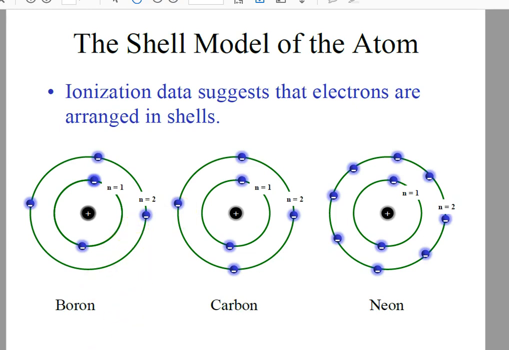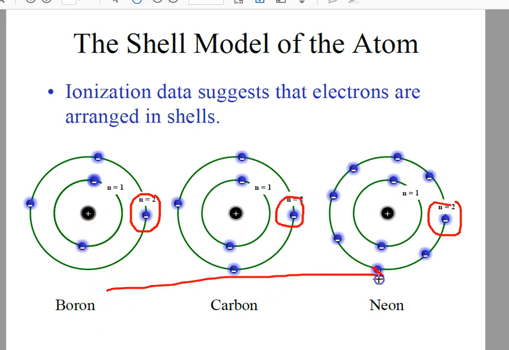What about these? Boron's electrons are harder to remove than lithium's. Carbon's are even harder to remove. Neon's are even harder to remove. So why does it increase as we move across? All of these are on the same ring, so distance really doesn't matter. It's now the protons. Boron has 5 protons, so that's a +5 attracting that electron.